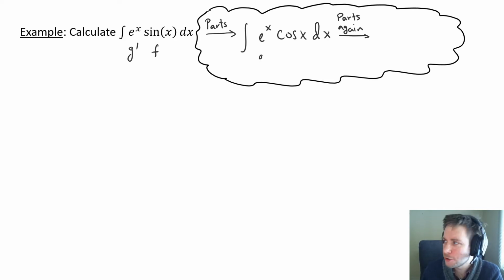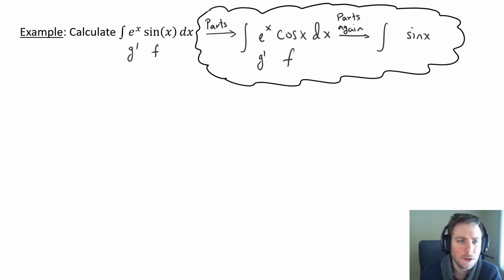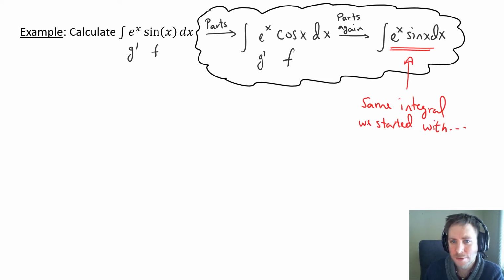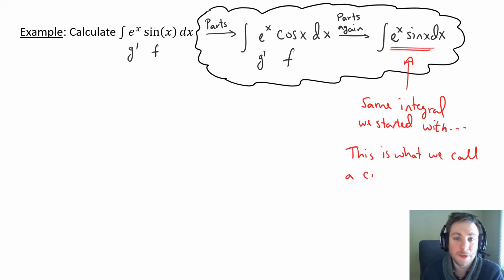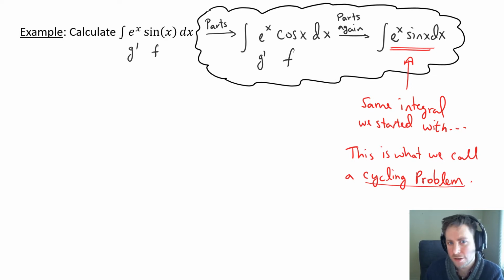So we assign our g prime and f in a similar way to what we did before. And by differentiating f, we get sin x, ignoring the negative since it can be pulled out front anyway. And by anti-differentiating g prime, we would get e to the x. So in case you weren't able to make this prediction all in your head, hopefully we're now all in agreement that going through these steps would provide the exact same integral that we started with. And as I suggested in the introduction, an integral that behaves this way is what's called a cycling problem, because integrating by parts has caused the integral to cycle back to its original form.